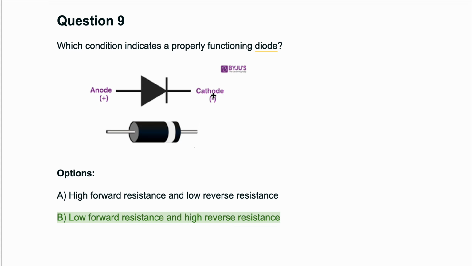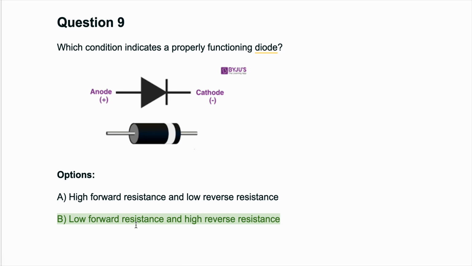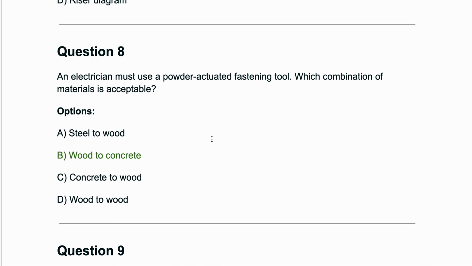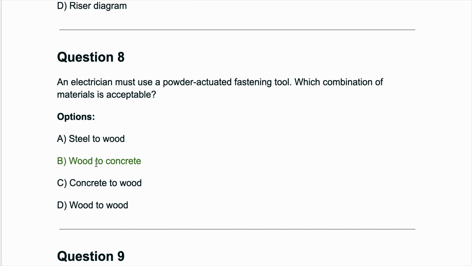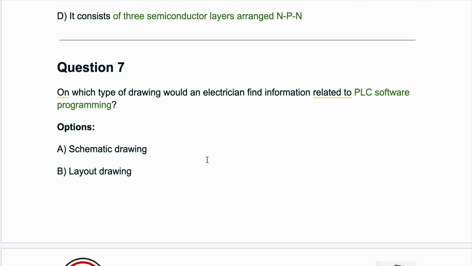Diode. What is the diode? Cathode, anode, positive, negative, low forward. In the forward direction the resistance is low, in reverse it is high. Wood to concrete for power actuated fastening tools.